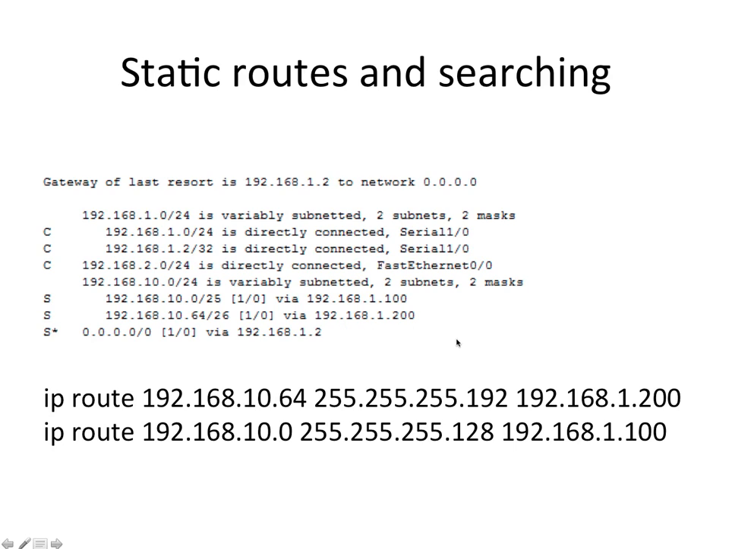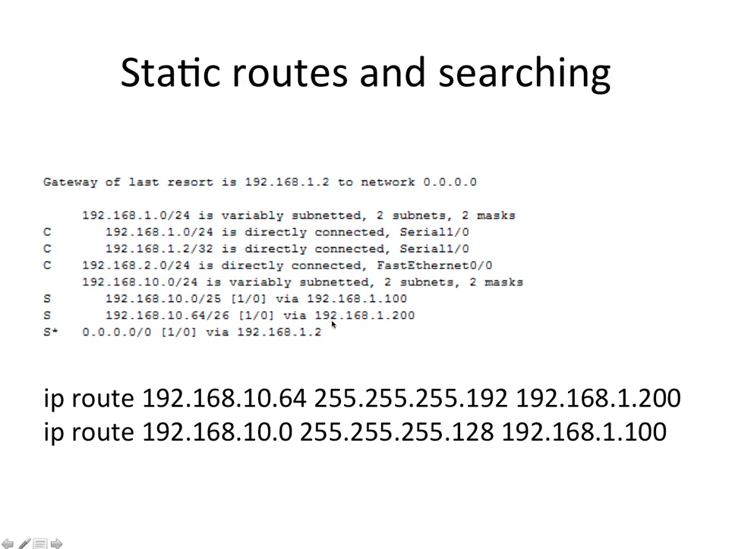Let's have another example. 10.200. What's it going to do with that? Well, it's going to check this 192.168.10.64/26. Is 10.200 a part of that network? Well, if you did your subnetting, you know that 10.200 is not a part of that network. So we'll check the next one, 192.168.10.0/25. 10.200 is not a part of that network. So then we check 1.0/24, no, not there. 2.0/24, no, not there. And that is going to match the default gateway.